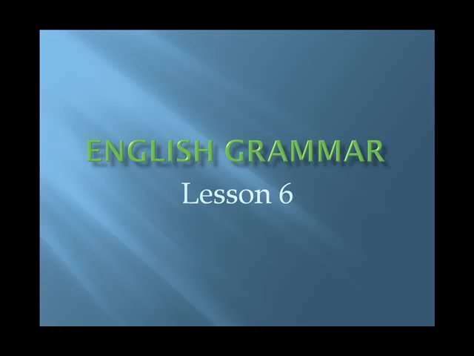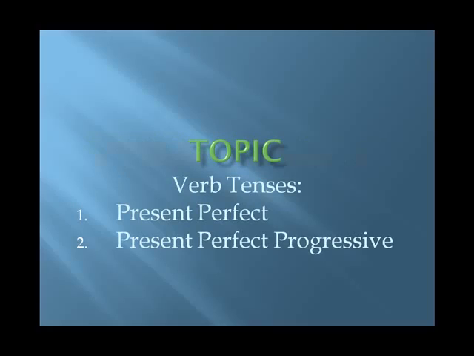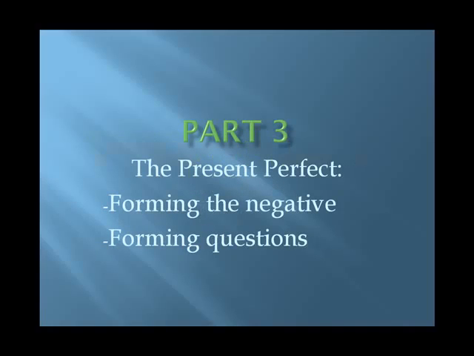English Grammar, Lesson 6. Topic: Verb tenses. Our focus will be on the present perfect and the present perfect progressive. This is part 3, and we'll now practice forming the negative and forming questions in the present perfect.